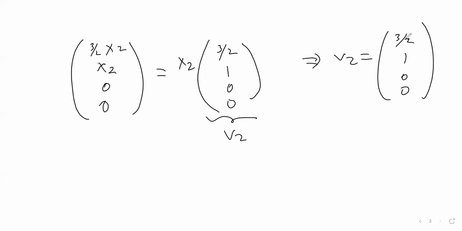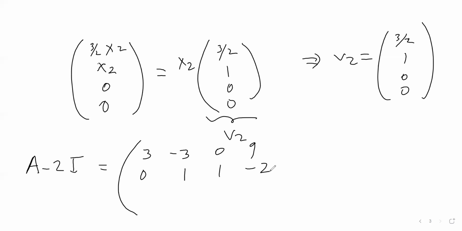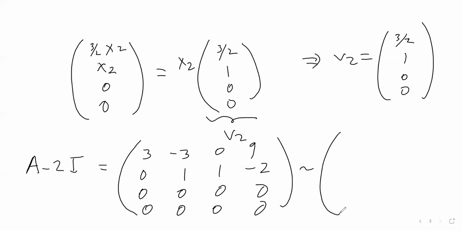Now for the other one, I have a minus 2 times identity. This is subtracting 2 from the diagonals, which is 3, negative 3, 0, 9. And this one is 0, subtract 2, so this is 1, 1, negative 2. So subtract 2, this is going to be 0, 0. And subtract 2, the last one is also 0 right here. Then I can just divide the first row by 3. So this is 1, negative 1, 0, 3. And then this is 0, 1, 1, negative 2. And these last 2 rows are zeros completely.